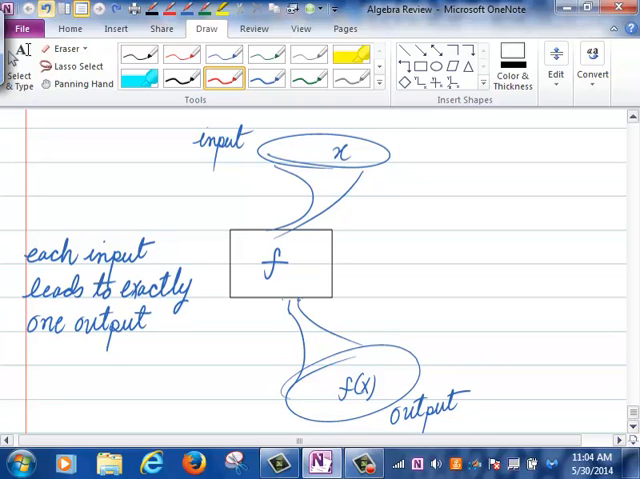So one input x gives you exactly one output y. Okay, one input x gives you exactly one output y. Now, the input values, right? Given any function, it has a set of valid inputs, right?